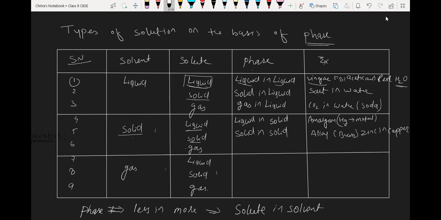Then we have gas in solid. Gas in solid. That hydrogen gas present in palladium metal, Pd, palladium metal. Or we can write one more example, air trapped in rock. Okay, these are the two examples of gas in solid.